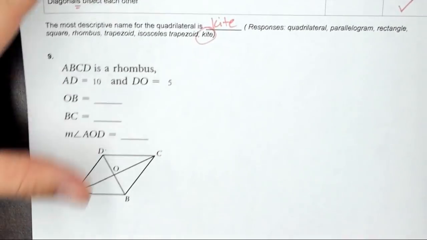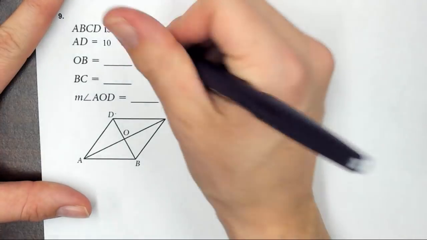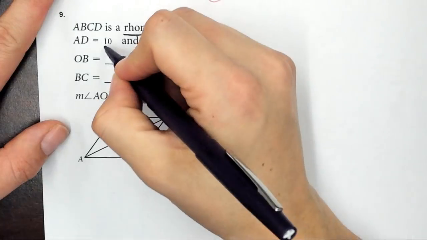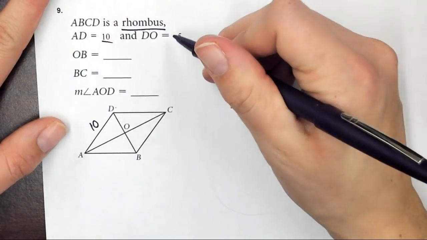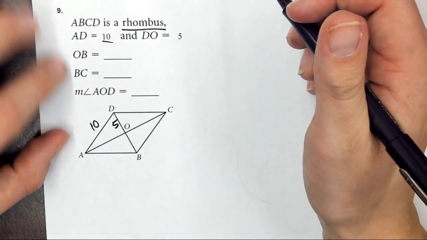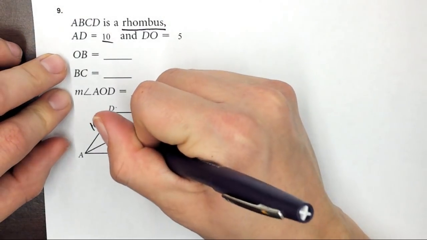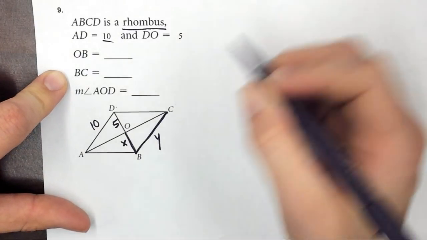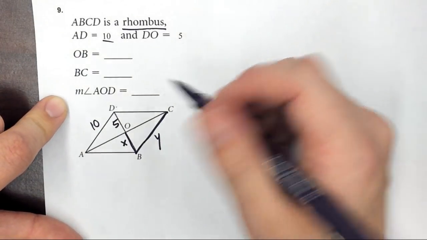Alright, number 9. ABCD is a rhombus. Okay, it's a rhombus. They say AD is 10. So I'm going to write that there. And DO is 5. They want you to find OB, I want you to find BC, and the measure of AOD.